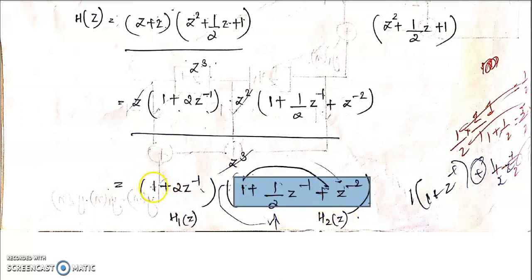Then we can go for the realization. We realize h1 of z, then we realize h2 of z. During the realization of h2 of z, you can check the coefficients. What is the significance of these coefficients? When we check them, it is clear that the coefficients are symmetric. So we can realize using the linear phase realization method. So h2 of z is realized using linear phase realization, and h1 of z is direct.